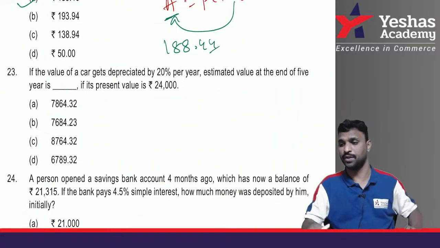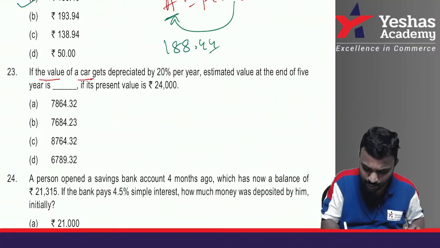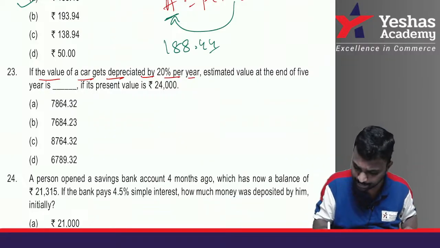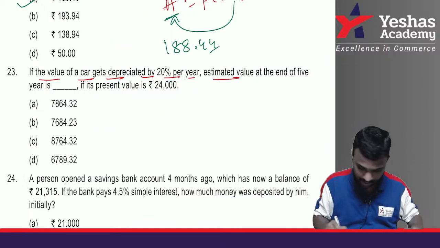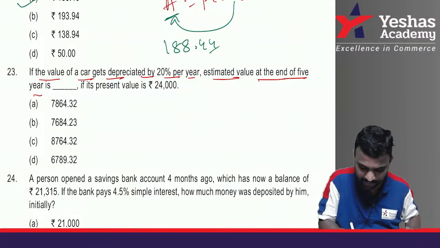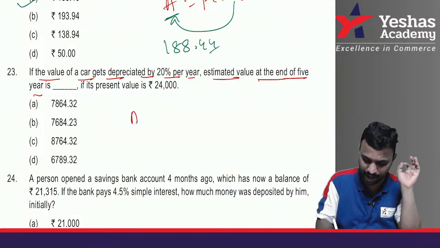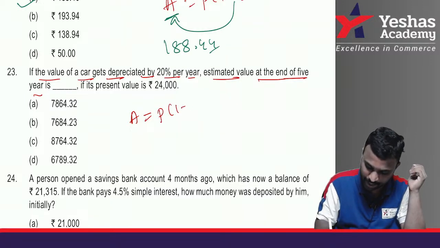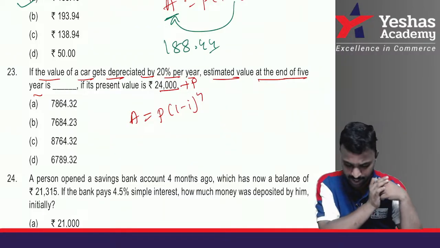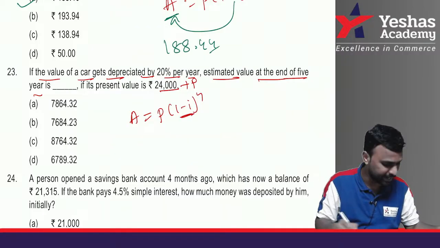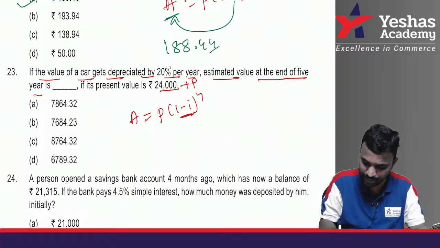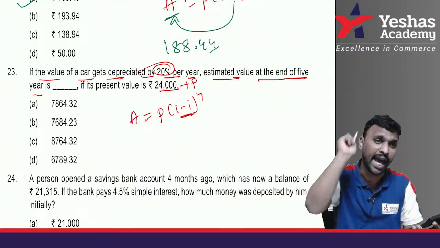Moving on to the next question, guys. If the value of the car gets depreciated by 20% per year, the rate of depreciation is 20%, the estimated value at the end of 5 years is, obviously they're asking us to find the future value A, which is P into (1 minus i) whole power n. Present value is given as 24,000. Guys, what you need to do is 1 minus i. I said for a depreciation problem, take 1 as 100 and i is 20%. 100 minus 20% is 80%.